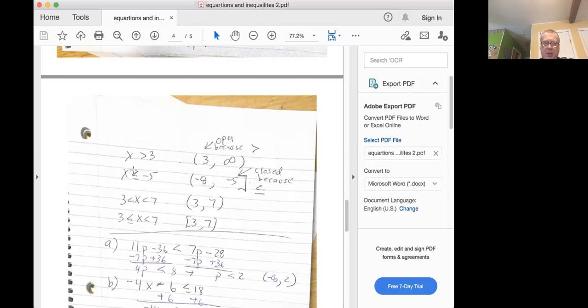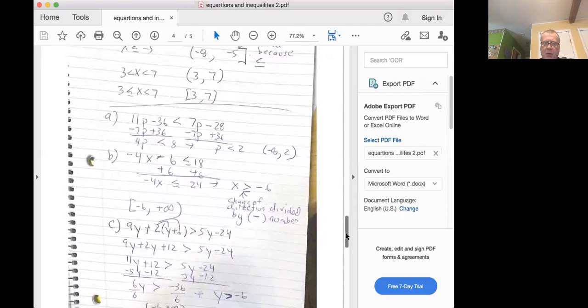When we say x is less than or equal to -5, this is negative infinity. So we never can get there. So open parenthesis. But since it's less than or equal to -5, we can include -5, so we use brackets. For 3 is less than x is less than 7, we have open at both 3 and 7. For 3 is less than or equal to x is less than 7, we have closed at 3 and 7. So these are used when we have inequalities.